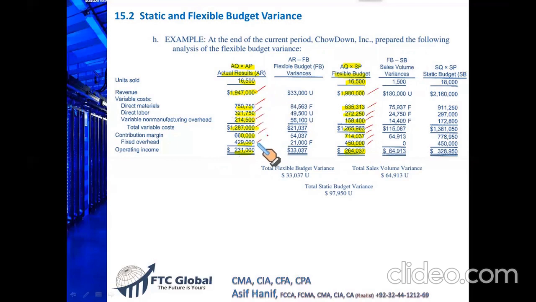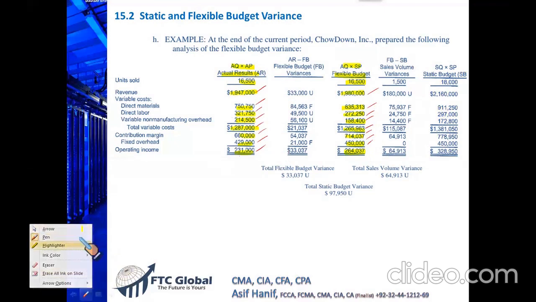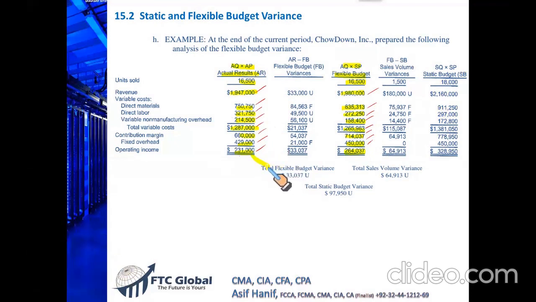This is a very useful comparison for me. If I compare each item one by one, the variances I'm calculating are called flexible budget variance. Comparing the budget for 16,500 with the actual result of 16,500 is much more meaningful, right? And that's where we will be spending most of our time.